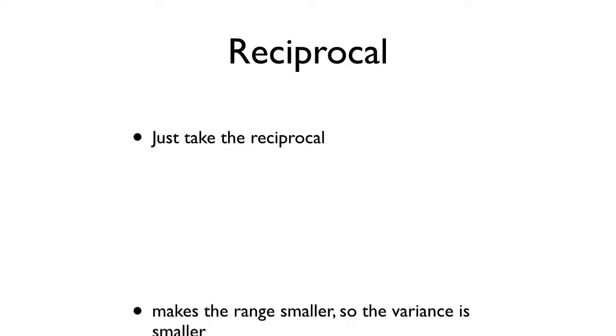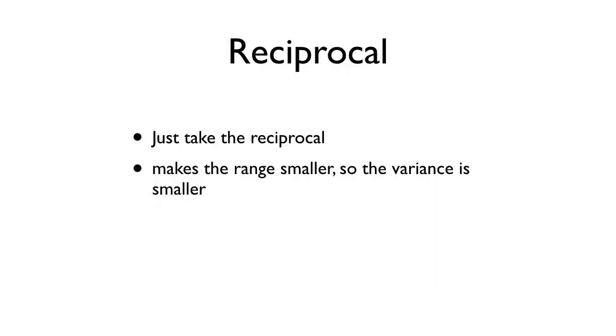What if you just take the reciprocal of the number? So if the value is 4, now it's a quarter. If it's a fifth, now it's 5. This actually makes the range smaller, so it makes all the variances smaller. This is especially true, let's say you've got values that are all 1 or greater. If you're taking the reciprocal of all of those, now they're all between 0 and 1.